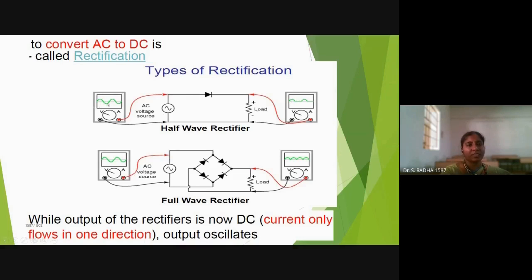For the negative half cycle, the diode will be open circuited, in off condition. So there is no output in the negative half cycle. Again, for the positive half cycle, output will come in the half wave rectifier.